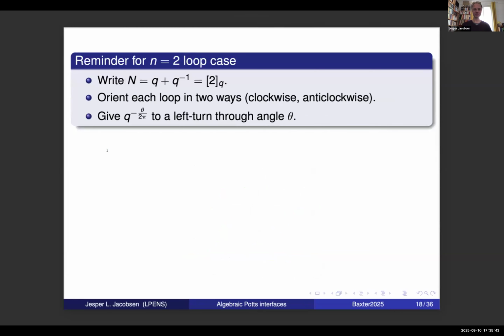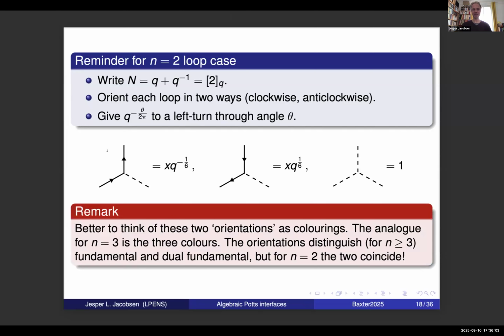So here's a reminder of how that happened for the loop model. So I orient the loops. I give some local weight when loops turn left or right by giving some q to the plus or minus 1/6 because I turn 1/6 of a full turn. And if I sum over that, I get back my loop model.